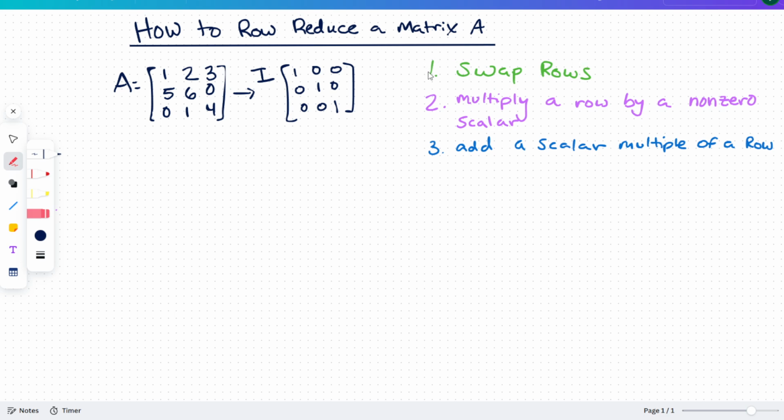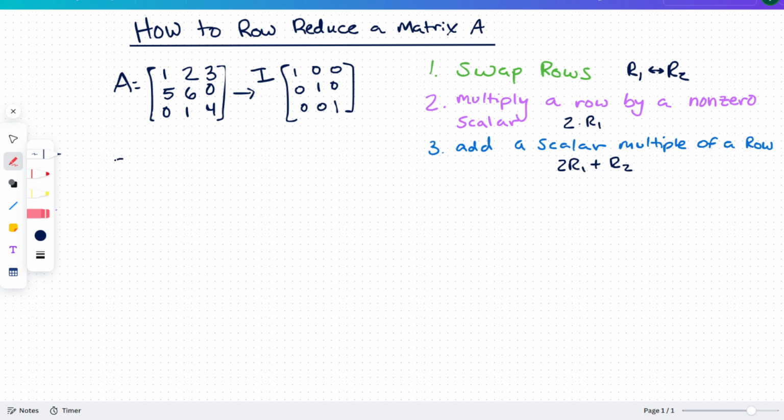So our first option is we can swap the rows. Our second option is we can multiply any row by a non-zero scalar. Or we can add a scalar multiple of a row to another row. So we can use these techniques here to try to get these numbers to look like this identity matrix.